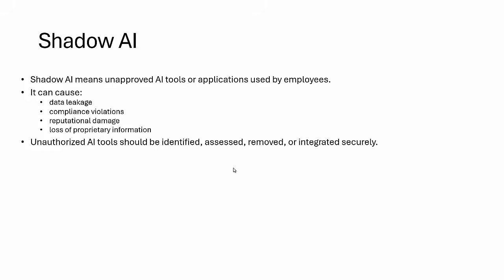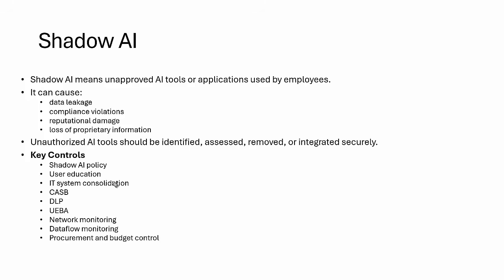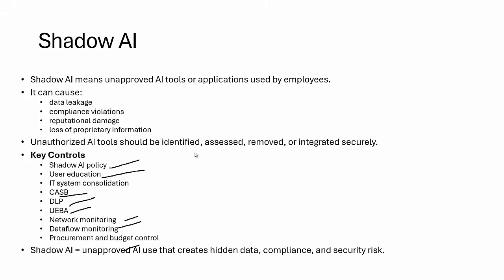So what is the countermeasure? First, if the question says, what is the primary thing you can do to address shadow AI? Create a shadow AI policy. And the most effective control is user education, because no matter what controls you have, people will not listen. Make sure you have a CASB, cloud access security broker, to monitor the data visibility and all that. DLP, data loss prevention, UBA, network monitoring, data flow monitoring, and procurement budget control. These are some of the controls we need to have for shadow AI. So unapproved AI that creates hidden data, compliance, and security risk is called shadow AI.